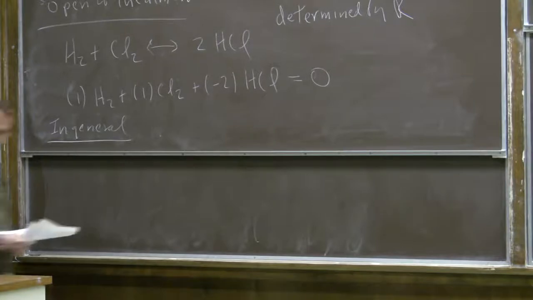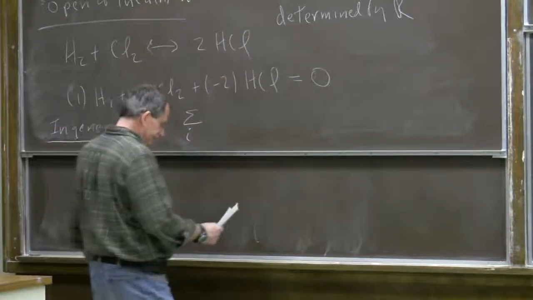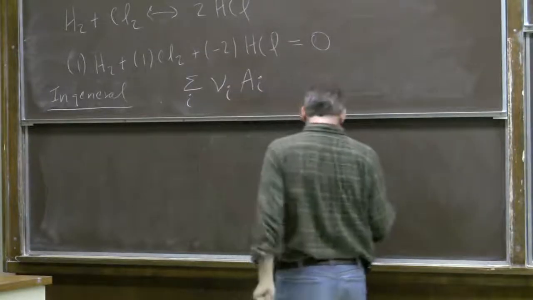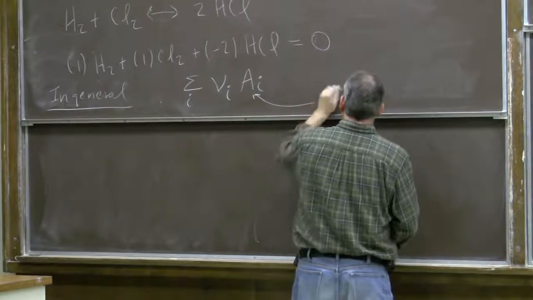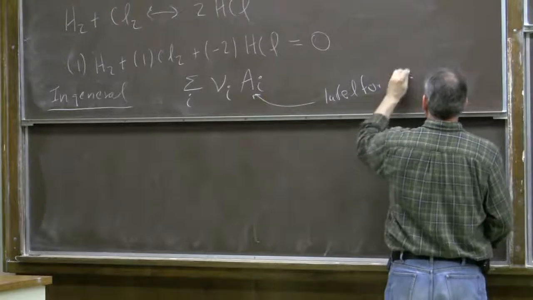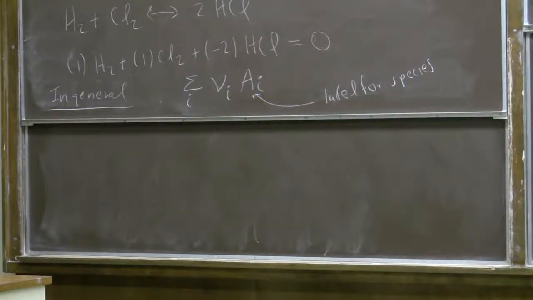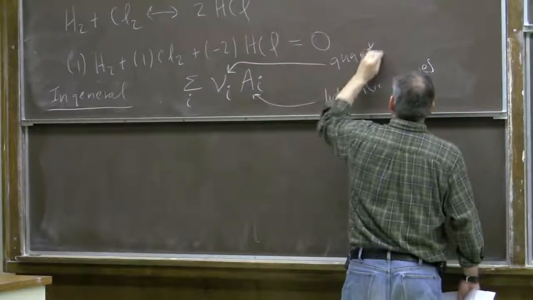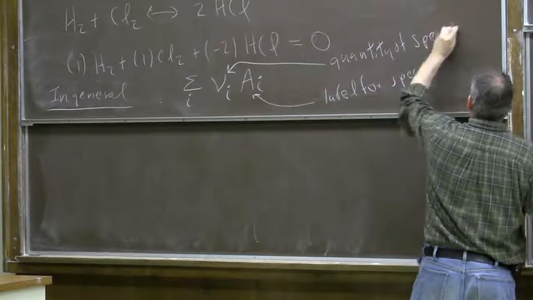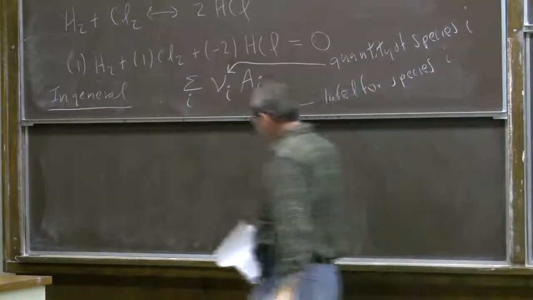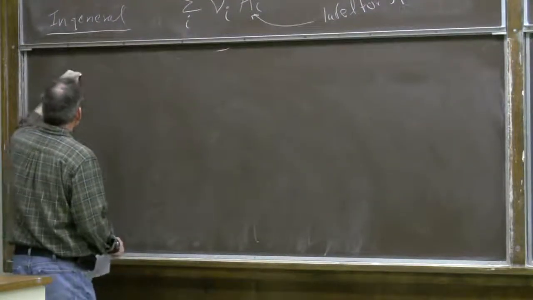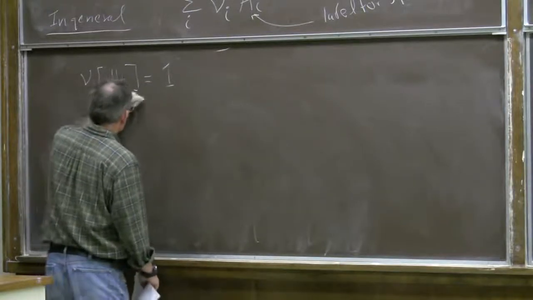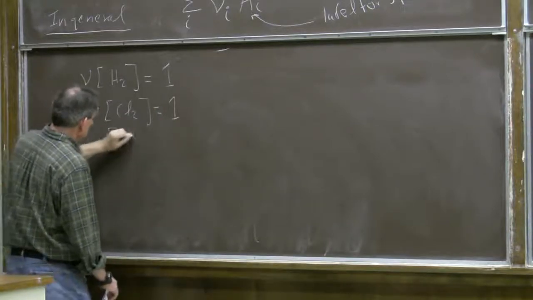Now for any chemical reaction, I can write down such an equation, which will have the form: I sum over the species that take part in the reaction. There's some number, which I'll call nu_i, and some species label A_i. So this is a label for species to distinguish, in this case, H2, Cl2, and HCl. And this is a quantity of species which characterizes the reaction for species i. So in this example, nu for molecular hydrogen is 1, as is nu for chlorine. Nu for HCl is minus 2.